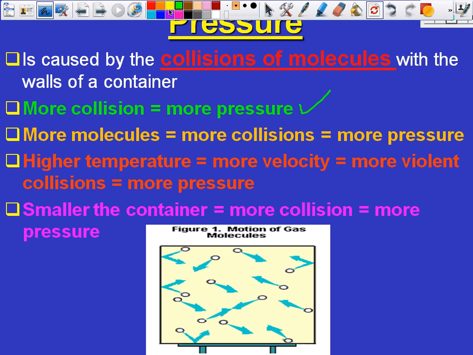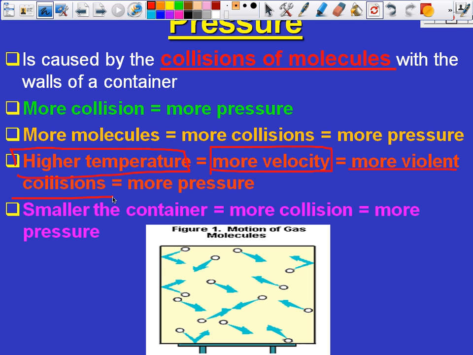All right. Well, just like I just said, what if you add more molecules to that concept? Well, the more molecules we have, the more collisions we have, the more pressure we get. Well, that's a common sense approach. All right, the next one. You should definitely know this. Higher temperatures, and I have said this a million times: you heat them up, you speed them up. Well, the higher the temperature, the more velocity the particles have, the more violent collisions you have.